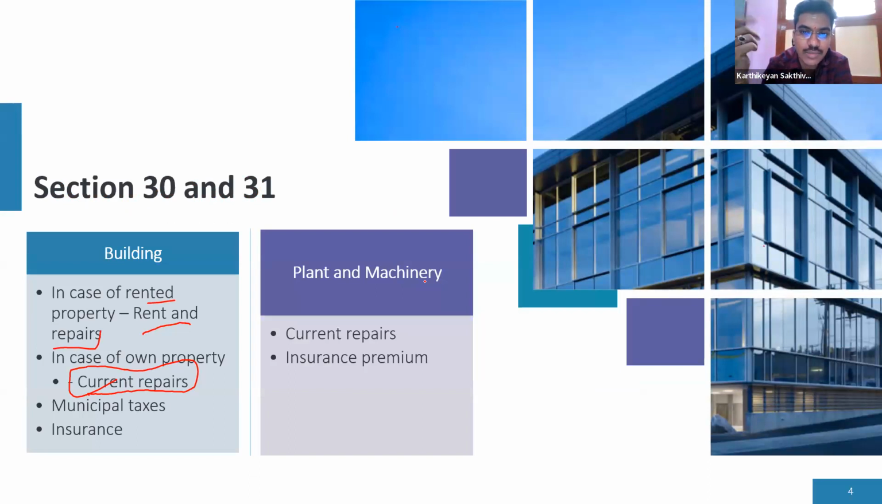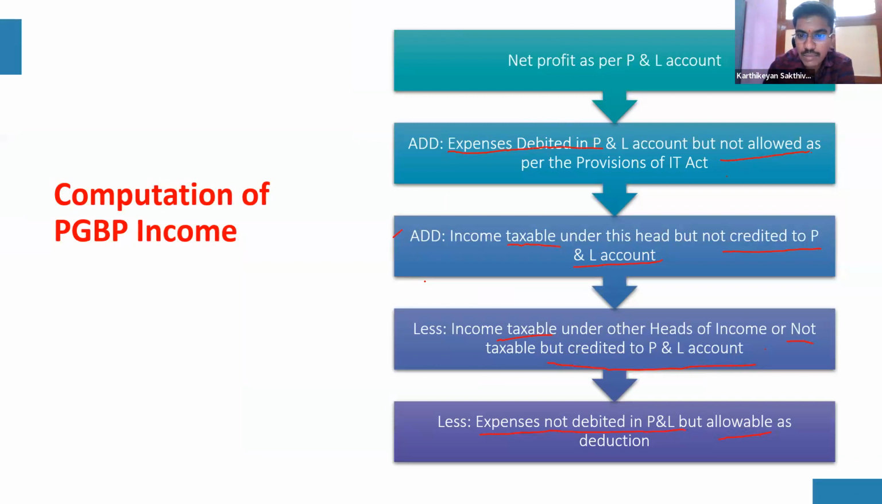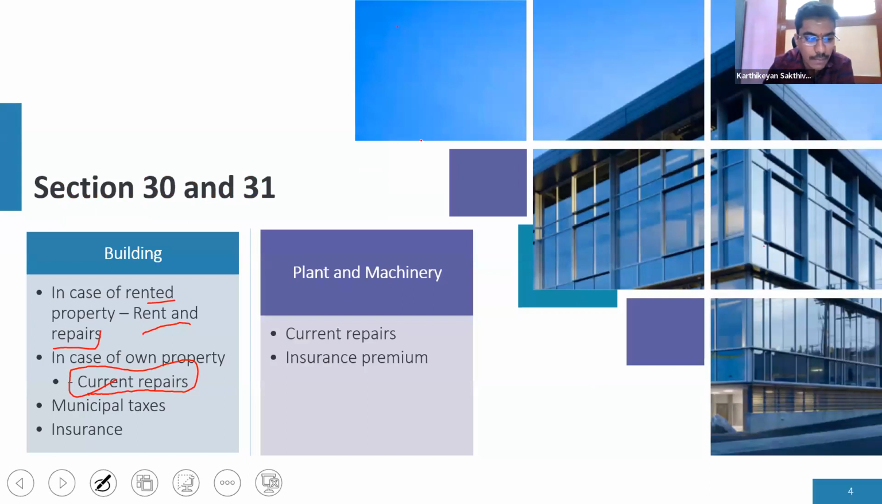Obviously correct. Separate entity concept, business is different, proprietor is different. Correct? However, in income tax, what they say is, rent on self-owned property shall not be claimed as deduction, which basically means as per section 30, in case of own property you can only claim current repairs, you cannot claim rent. So rent is not allowed as per the Income Tax Act. But you have already debited it in P&L. So which bucket will it come in? First bucket: expenses debited in P&L account but not allowable as per the provisions of the Income Tax Act. Okay? Clear? Yes.